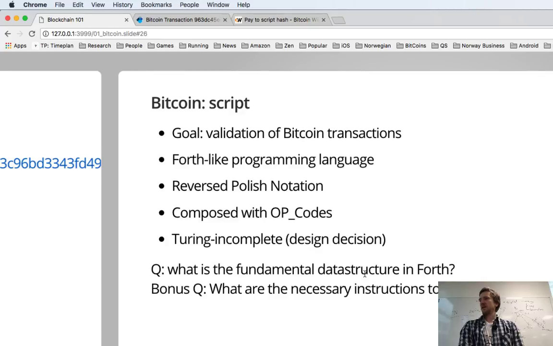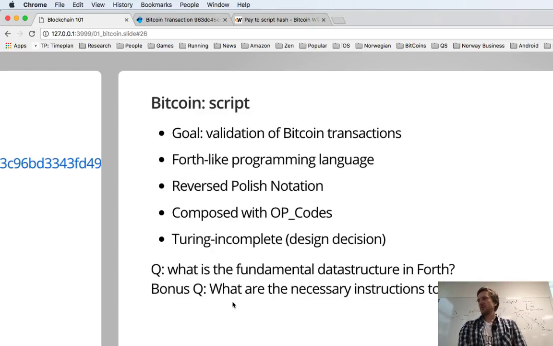So what is the fundamental data structure in Forth? Stack. It's kind of a stack-based language. So everything you do is with the stack, basically.